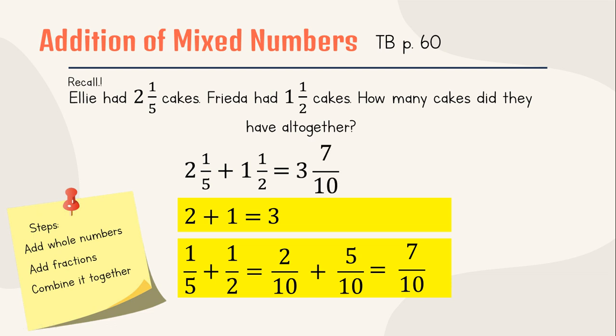So 3 and 7/10. But if your way is to change the mixed number into an improper fraction, and after that add the improper fractions, that is acceptable, okay?